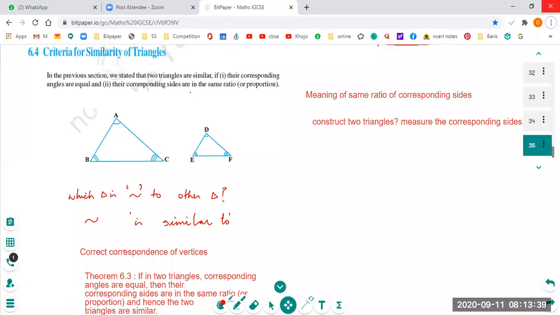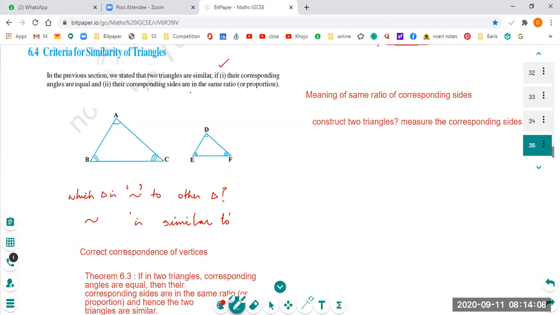Students, today we are going to discuss the criteria for similarity of triangles. So, two triangles are similar if their corresponding angles are equal. This is the first condition: their corresponding angles are equal.